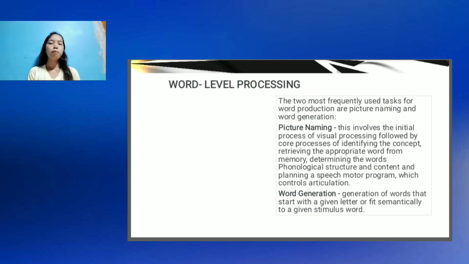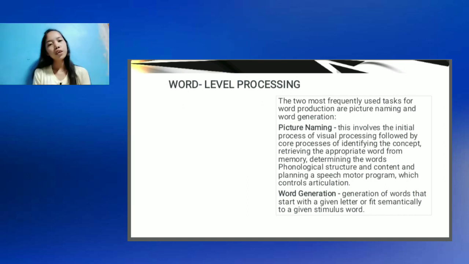Now, let's talk about word level processing. The two most frequently used tasks for the study of word production are picture naming and word generation. First, let's talk about word generation. It is the generation of words that start with a given letter or fit semantically to a given stimulus word.